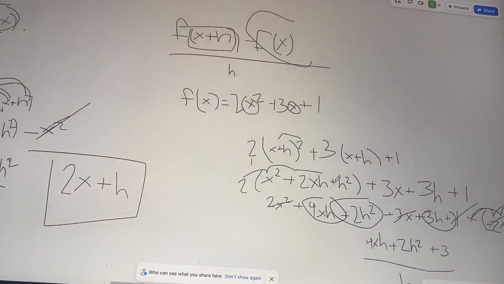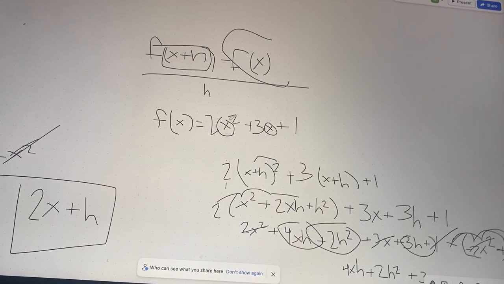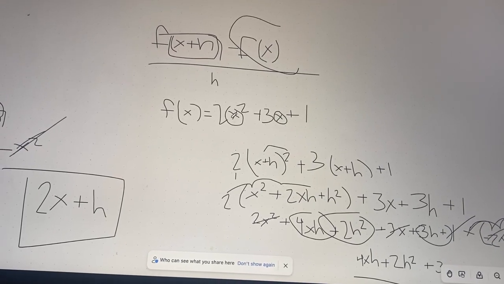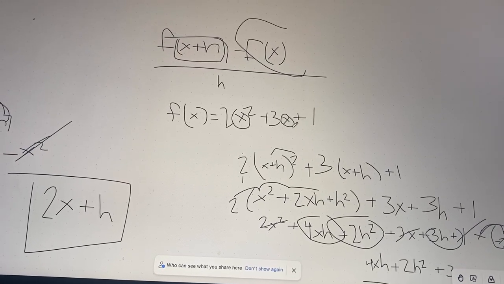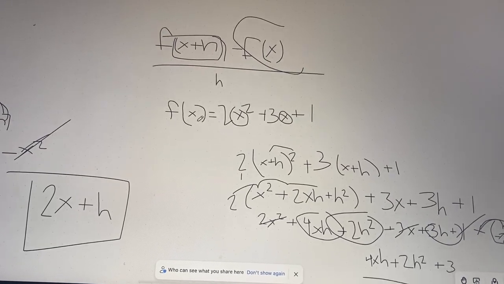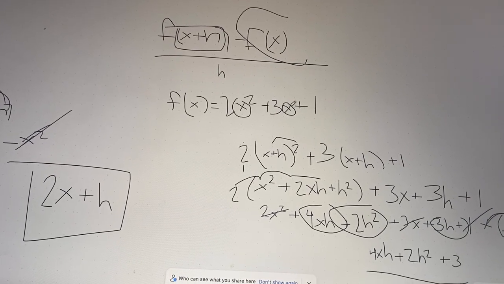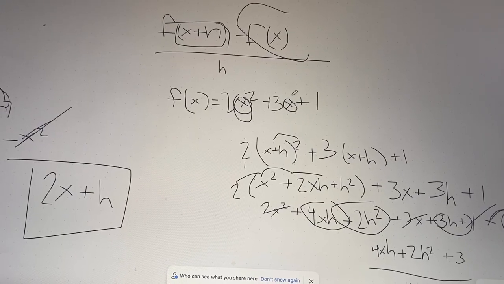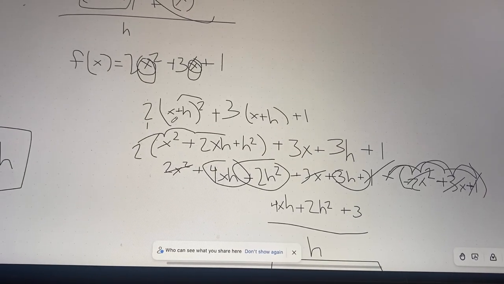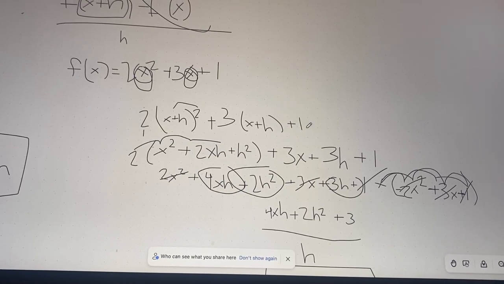Okay, for our next example, it gets a little more confusing because we add in some numbers. For this one, we're going to do f of x equals 2x squared plus 3x plus 1. So we're first going to start off by putting the x plus h in all of our x's. So it looks like we have these two x's. Alright, it's going to bring us to 2 times x plus h squared plus 3 times x plus h plus 1.